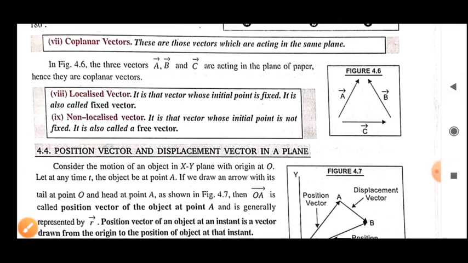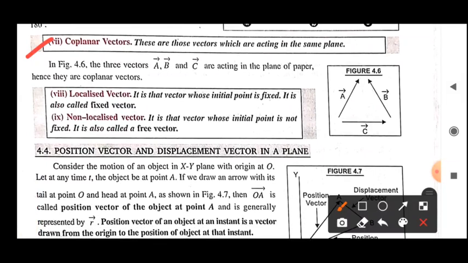Now next, let's see what coplanar vectors are. These are vectors which are acting in the same plane. If three vectors are acting in the same plane, like here in this figure, where you can see they are acting in the same plane of the paper, then they are called coplanar vectors.